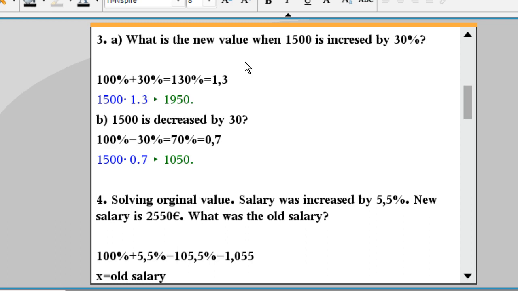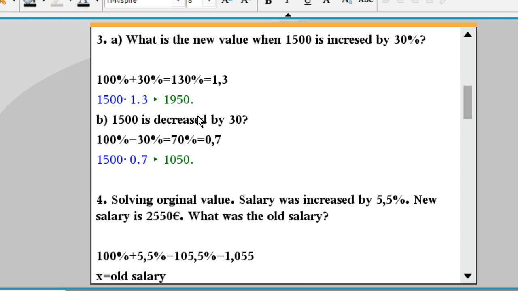And then number 3, and this is important: how we calculate when something is increased or decreased by a certain percentage. So 1500 is increased by 30%. Again we calculate the multiplier. 100% plus 30% is 130%, and changed into a decimal number, that is 1.3. And again we just multiply 1500 times 1.3, and that's the new value.